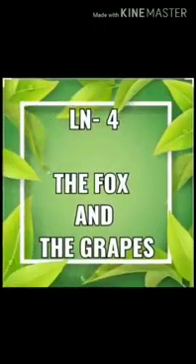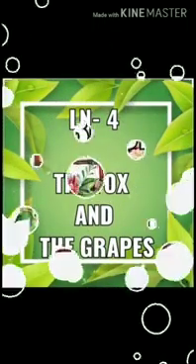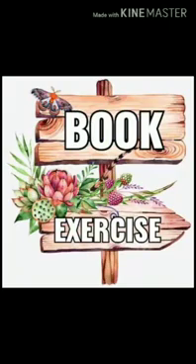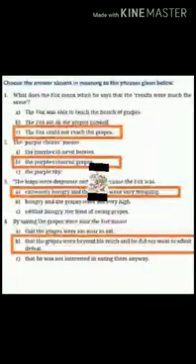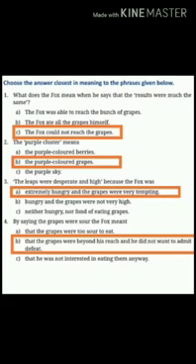Savita. Today we are going to see chapter 4 poem The Fox and the Grapes book exercise. Shall we start, dears? See the first Roman letter, choose the correct answer. Listen, dears, first we have to read the options carefully, then we have to choose the correct answers, isn't it? Okay, see the first question.